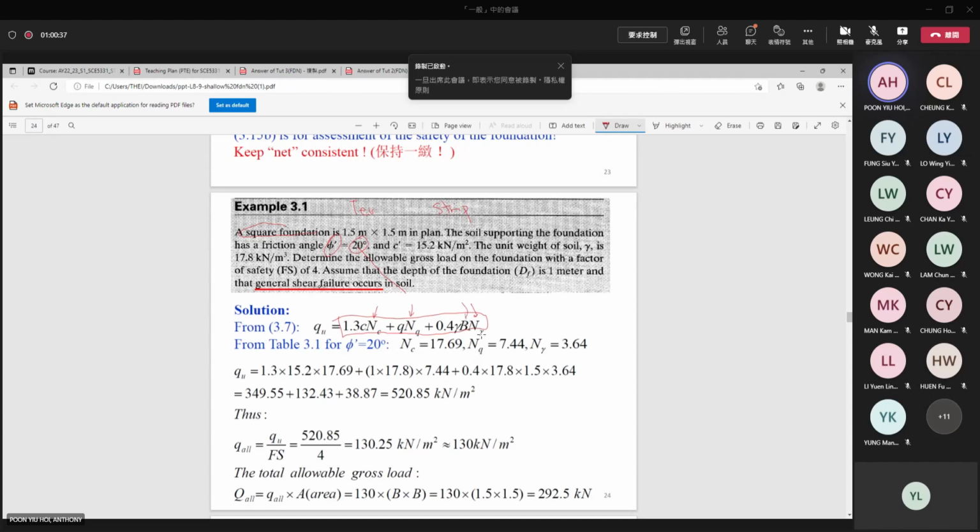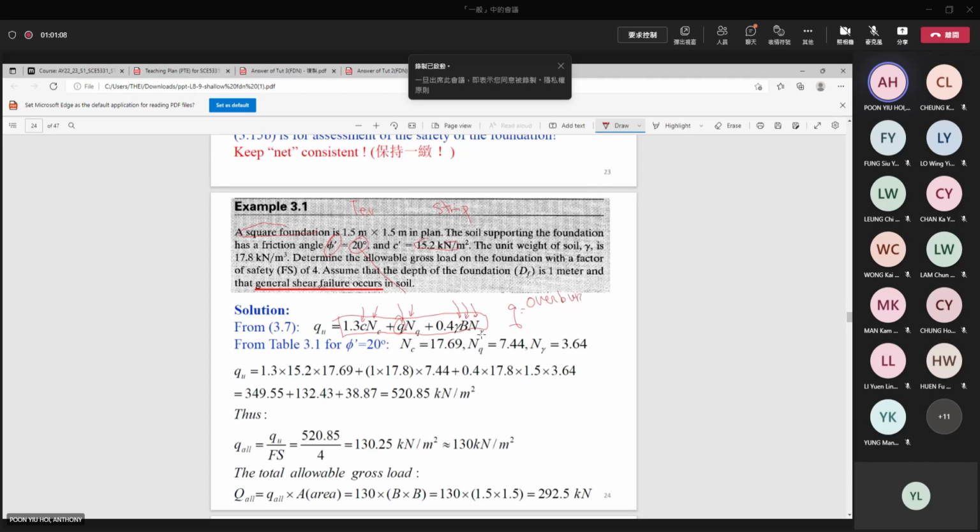B, again, is the width of the foundations. This is the density of the soil. And this is the cohesion. So the cohesion is given. And then the next one is to calculate this, q. So what's q? q is actually the overburden.